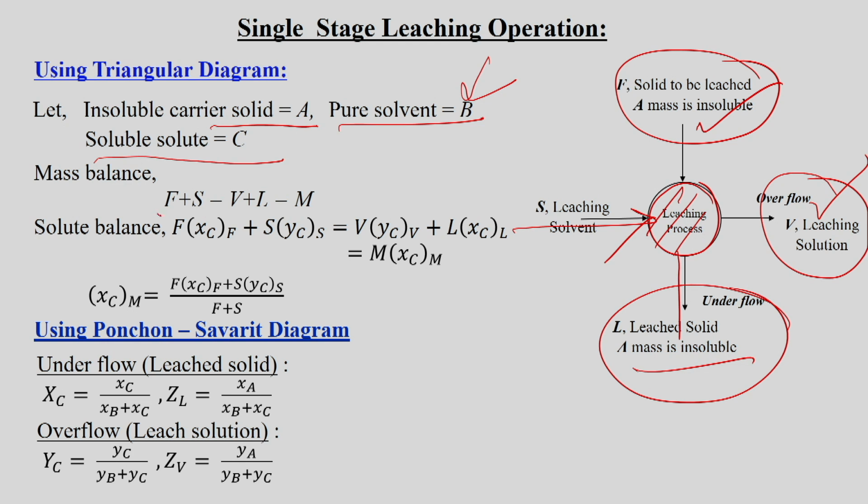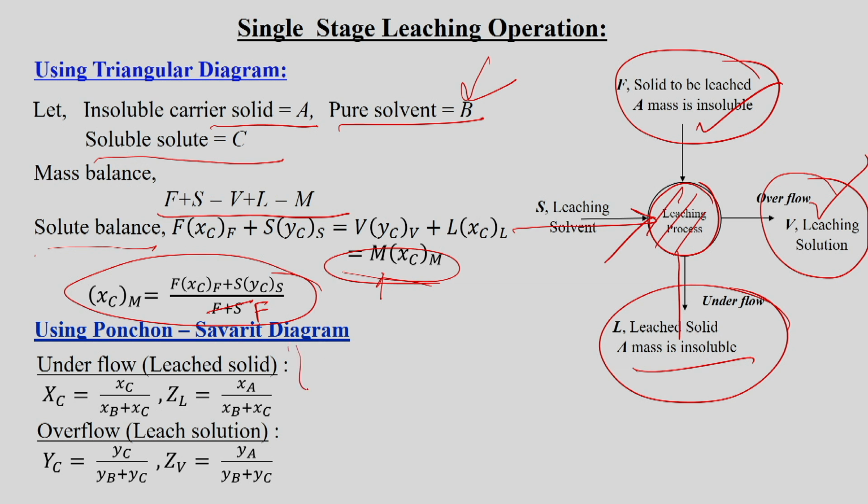And we will be doing the mass balance: F plus S is equal to V plus L is equal to M. If we do the solute balance, then F x C F plus S y C S is equal to V y C V plus L x C L, that is nothing but equal to M x C M, that is the mixture. Okay. So, x C M will be F x C F plus S y C S divided by F plus S, or the mixture.